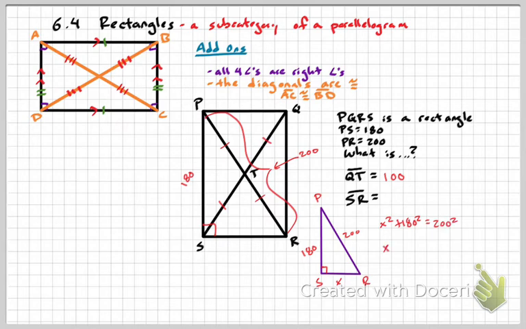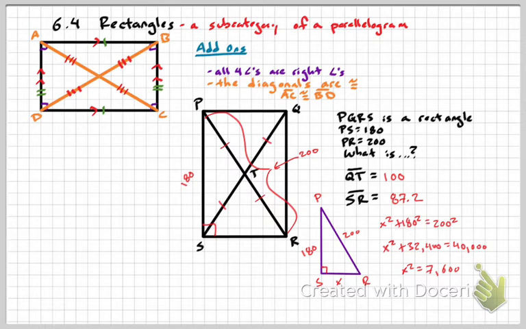So then X squared plus 180 squared is 32,400 equals 200 squared. That's going to be 40,000. So 40,000 minus 32,400, X squared equals 7,600. Square root of 7,600 is 87.2. So that missing length is 87.2.